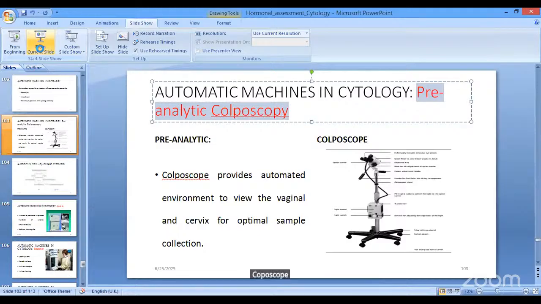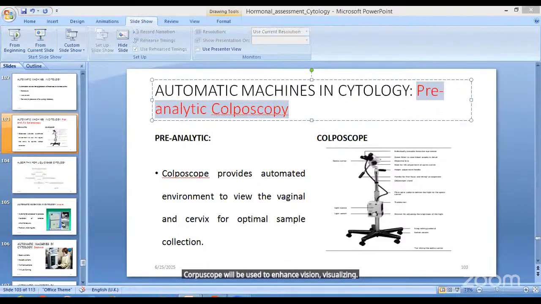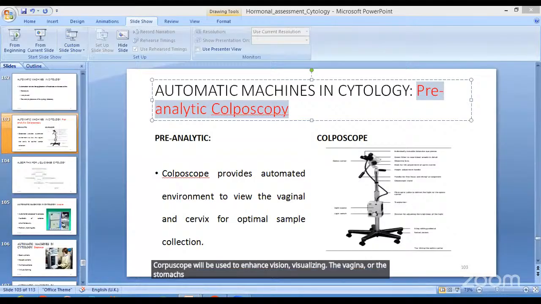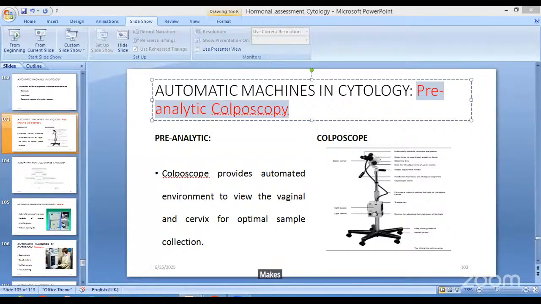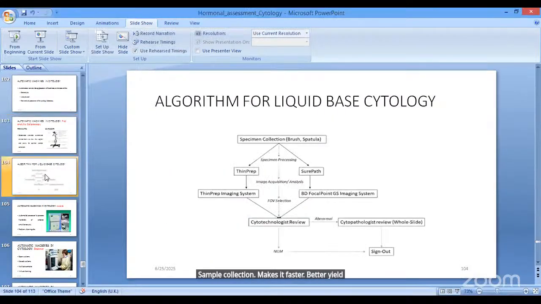A colposcope will be used to enhance vision, visualizing the vagina or the cervix. So automation makes it clearer. It enhances the process of optimizing sample collection. So the colposcope provides an automated environment to view the vagina and cervix for optimal sample collection. It makes it faster, gives a better yield of samples, and of course, better quality of samples.